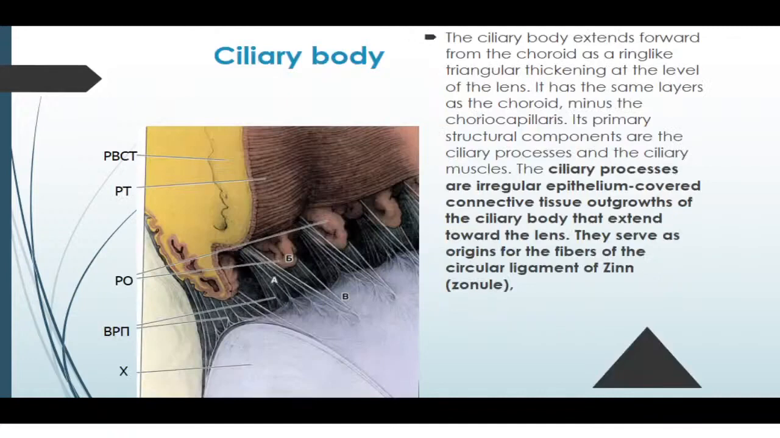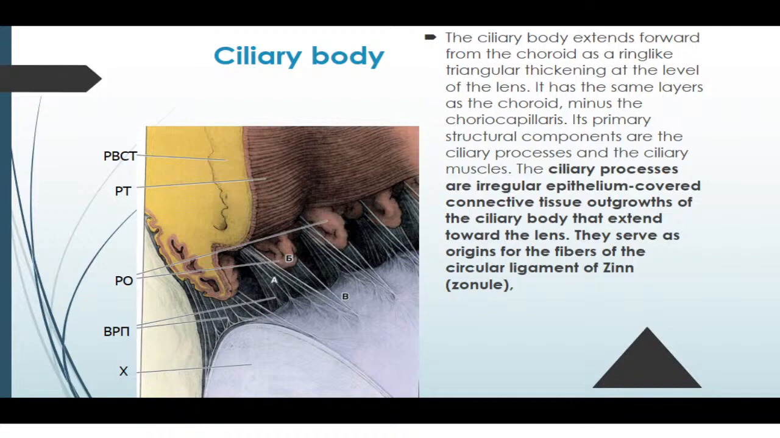Well, now the ciliary body. The ciliary body, very well visible here, look at this one. The ciliary body extends forward from the choroid as a ring-like triangular thickening at the level of the lens. Triangular, look at this one: one triangle, two triangle, three triangle, four triangle. It has the same layers as the choroid, minus the choriocapillaris. Its primary structural components are the ciliary processes and the ciliary muscles.